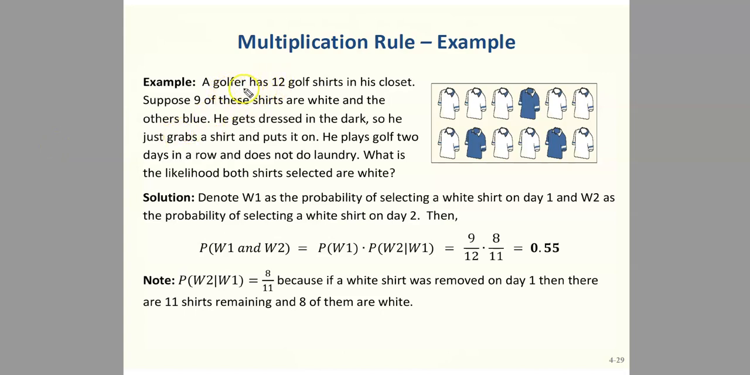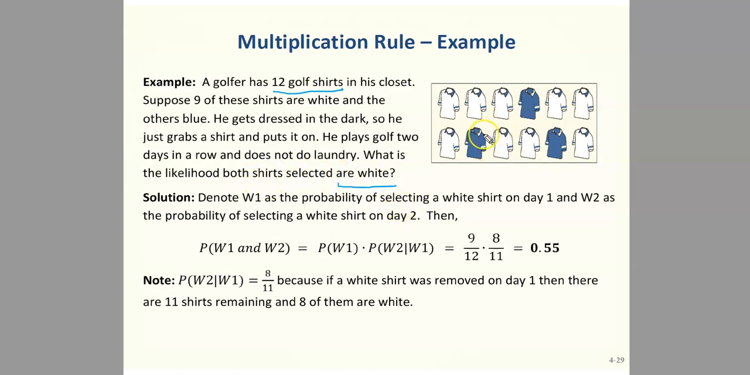So in this example, a golfer has 12 shirts. Suppose that 9 of the shirts are white and all the others are blue. So he has 9 white shirts and 3 blue shirts. He gets dressed in the dark, he just grabs a shirt and puts it on, and he plays golf 2 days in a row, and he doesn't do any laundry. What is the likelihood or probability that both shirts selected are white?